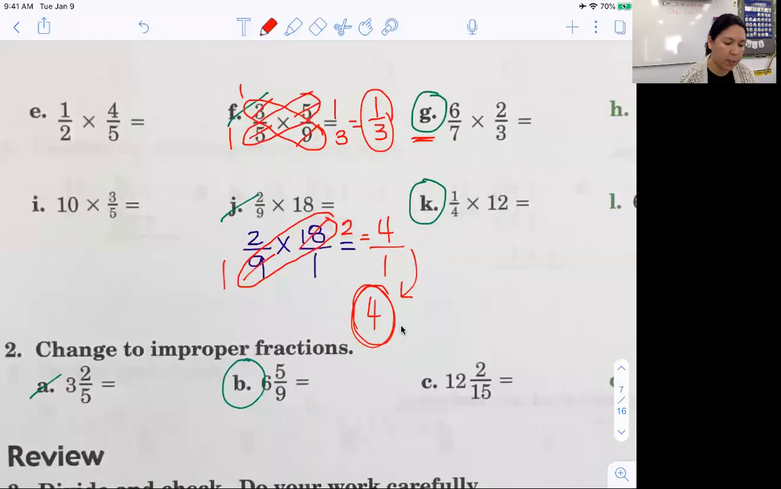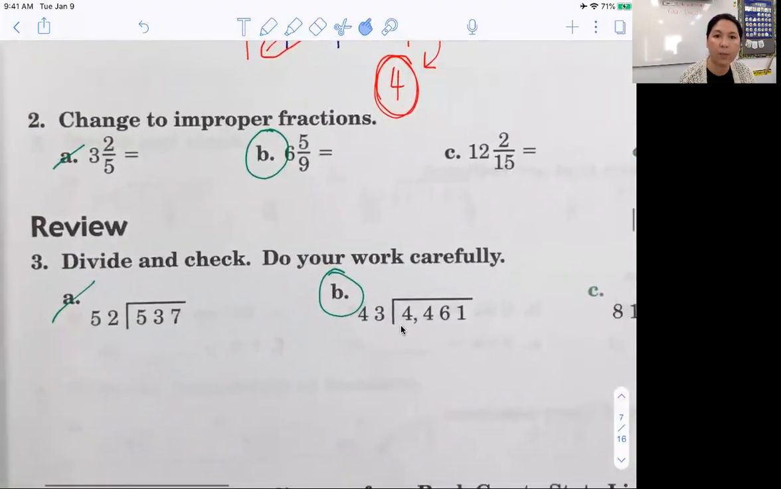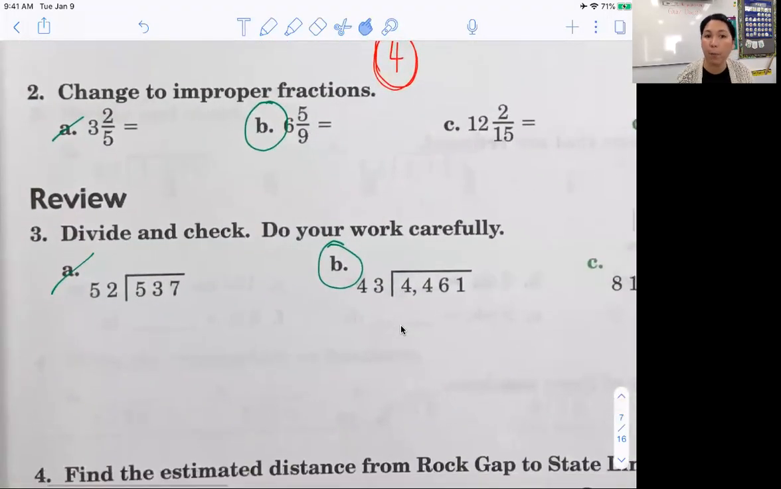Okay, I want you to do K right now by yourself. 1/4 times 12. Don't forget to make it over 1. When you are done with K, we're moving down to changing to improper fractions. We're going to do A together.